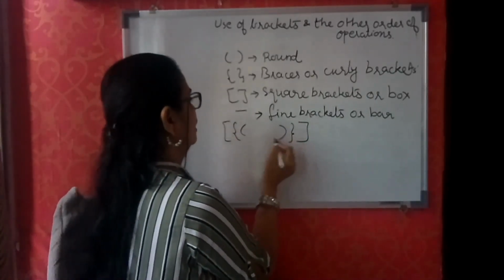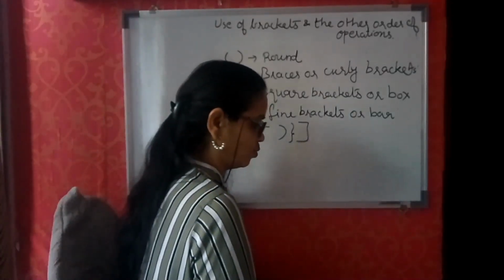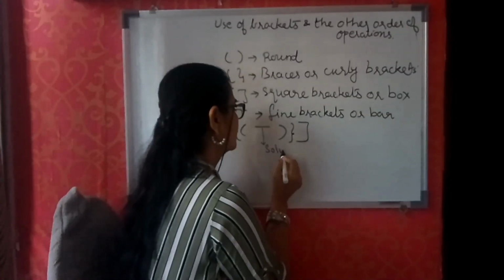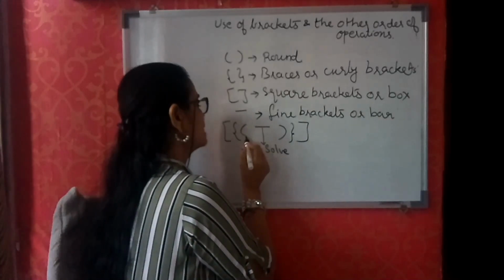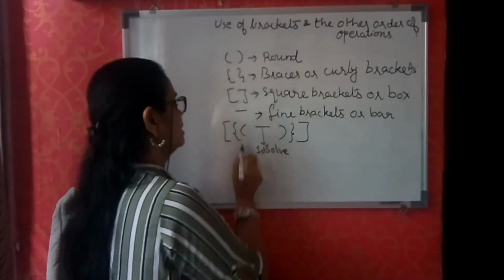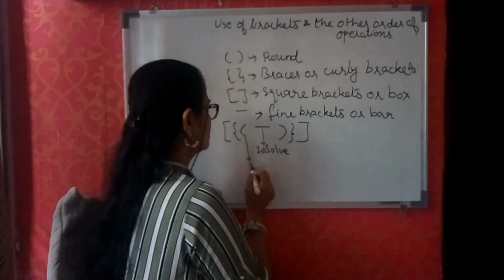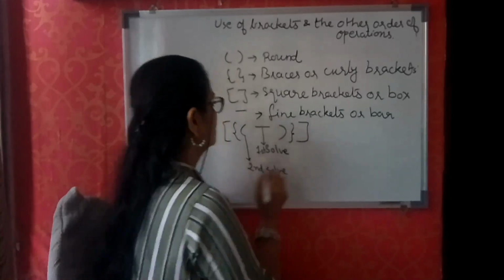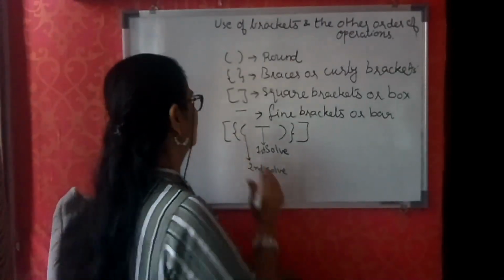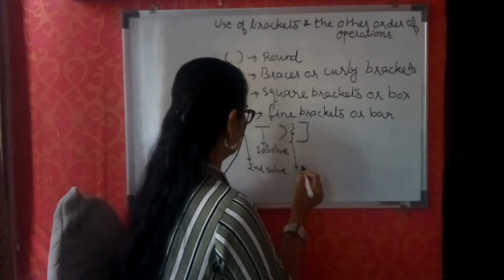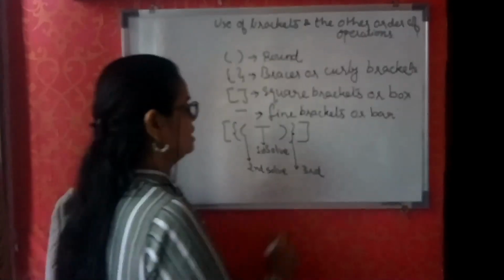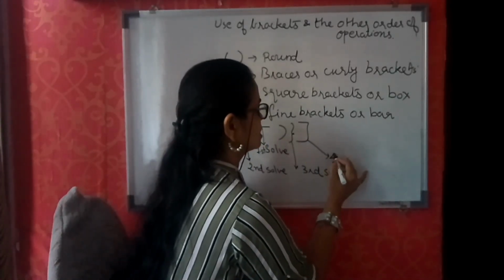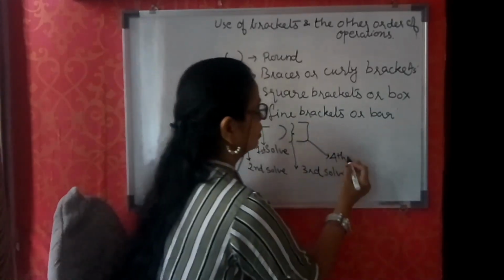Right? So what you have to do? You are solving the bar bracket first. Right? Then this first, solve the bar bracket. Second, you will solve the round bracket. Third, you will solve the curly bracket. Right? And last you will solve the square bracket. Last, that is, fourth. You will solve the square.